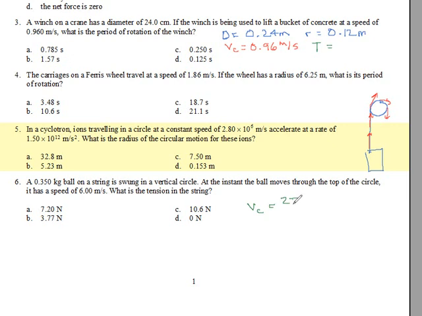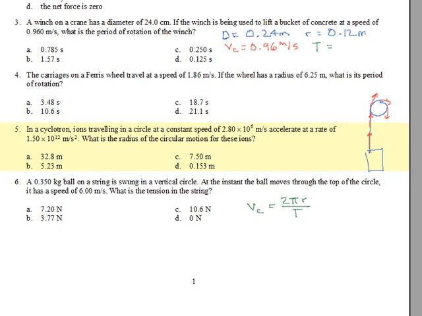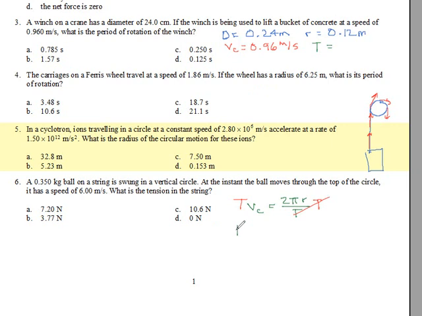VC is 2 pi r divided by the period. We know everything in this except the period, so we can solve for the period. Now, if you want to isolate T before you go any further, which is a reasonable thing to do, you would probably multiply by T on both sides to get it out of the denominator. That would get you T VC equals 2 pi r, and then you would divide both sides by VC.